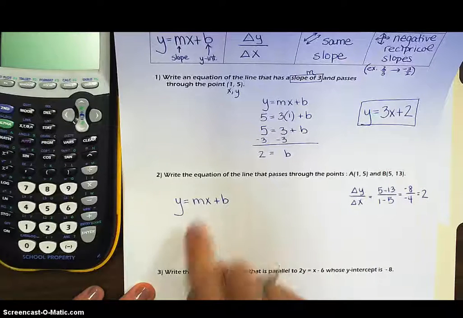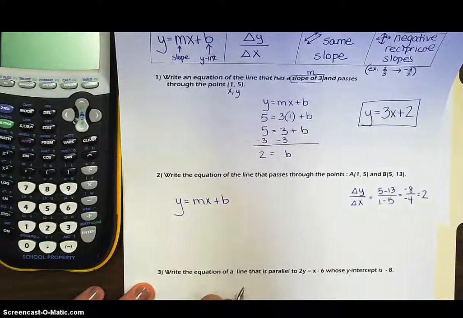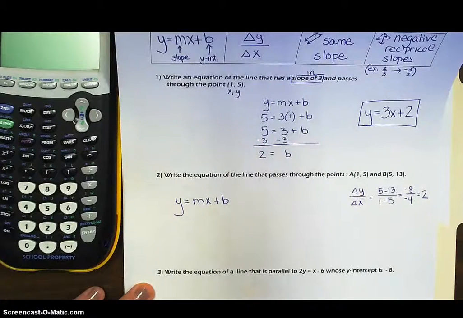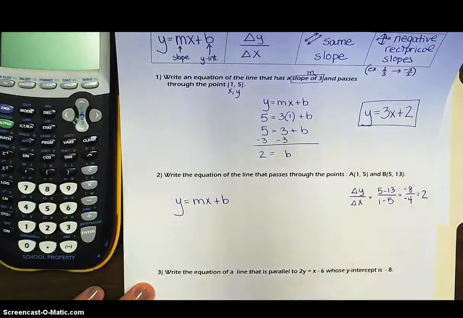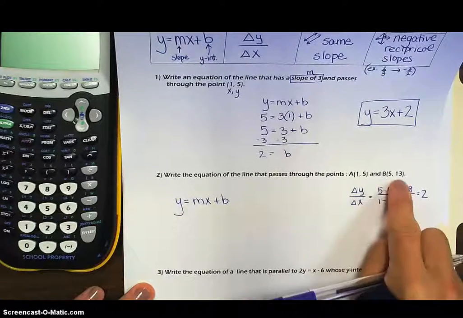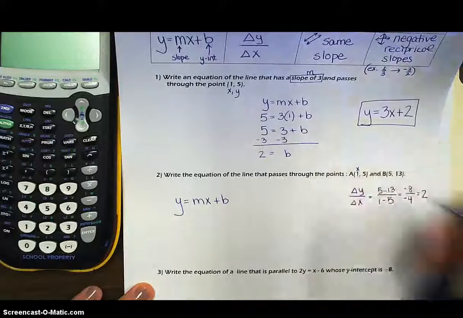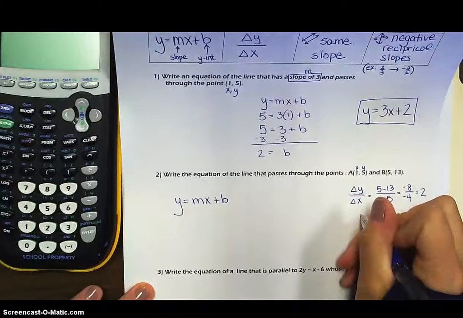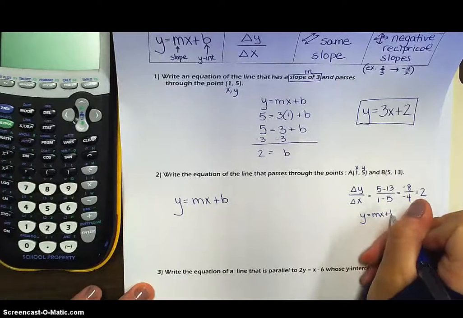All right, so my m value is 2, but I still don't know my b value. So what we're going to do now is use the strategy we did up above, and plug one of the points into our equation and find the b value. You can choose either point. I'm going to pick the first one. I'm going to put an x above the 1, a y above the 5, and now I'm going to plug it into my equation of a line.